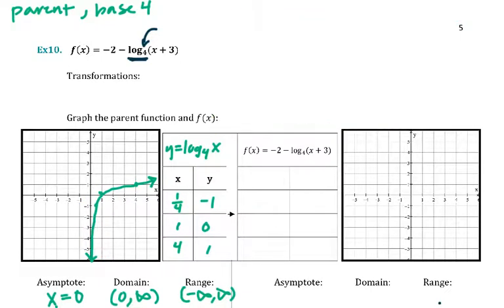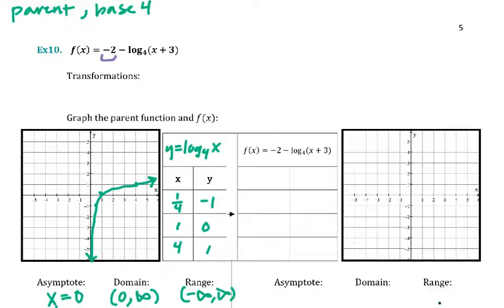I'm actually going to pause. So we talked about that change of base formula, and if you didn't get it, pause the video, rewind it, make sure you know that. But that's how you can type anything in your calculator to graph that's not base 10. So let's talk about the transformations.